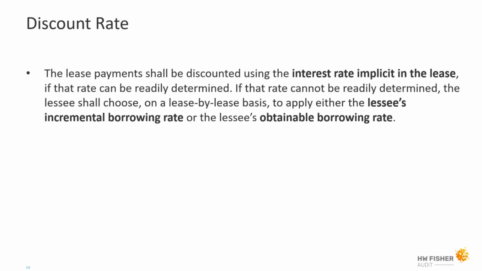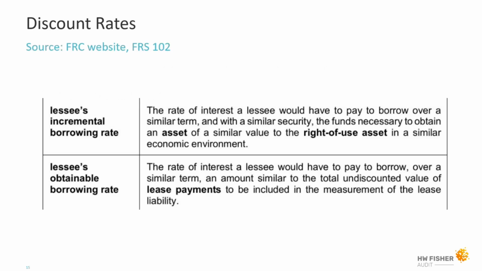If it can't be readily determined, you can choose on a lease by lease basis to apply an incremental borrowing rate, or an obtainable borrowing rate. Now that is a difference in FRS 102 from IFRS, to try and make it easier for us to implement, to create a discount rate that doesn't require a huge amount of expertise and time. So that incremental borrowing rate, again, is probably a slightly more complex idea.